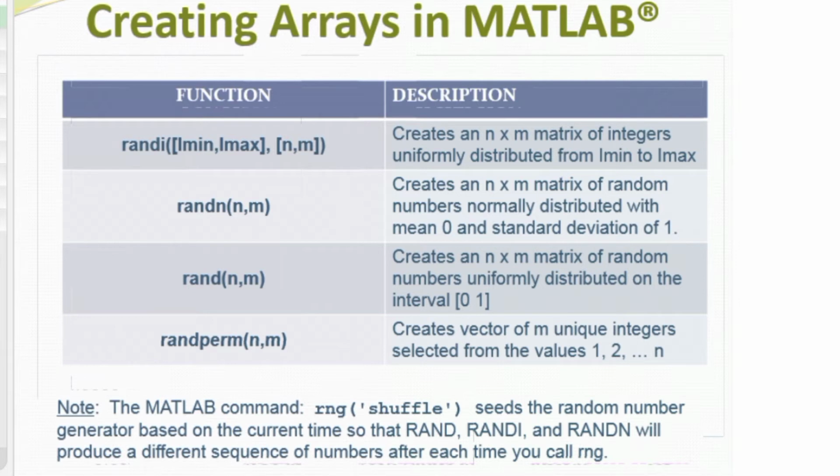And if you're not familiar with the term normally distributed, I bet you are familiar with a bell curve. You've seen a bell curve before. IQ is distributed along a bell curve. SAT scores are distributed along a bell curve. Same thing here with randn. It is centered at 0 with a standard deviation of 1. rand creates an n by m matrix of random numbers that are uniformly distributed on the interval from 0 to 1. This means any number from 0 to 1 is equally likely to appear in this matrix. And randperm picks unique integers to go into the matrix.